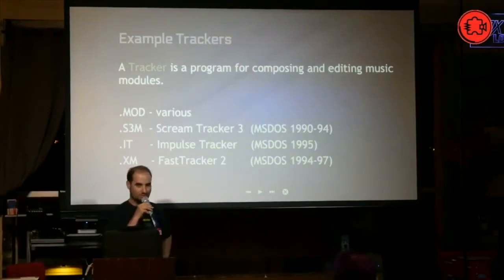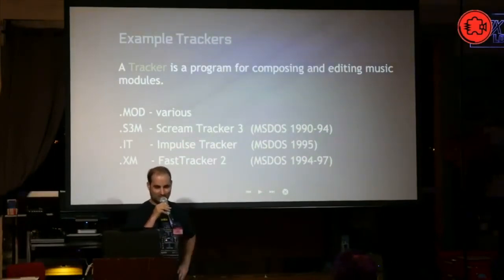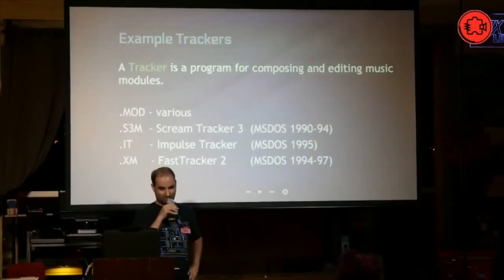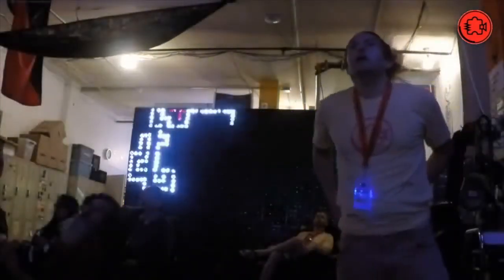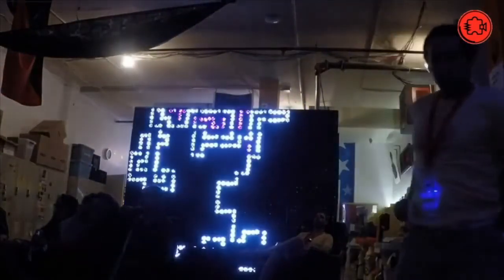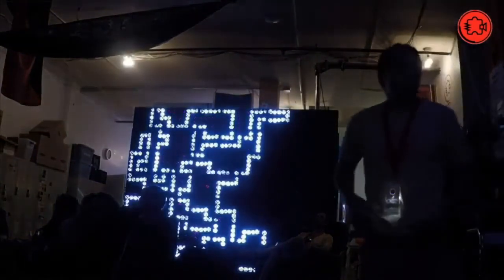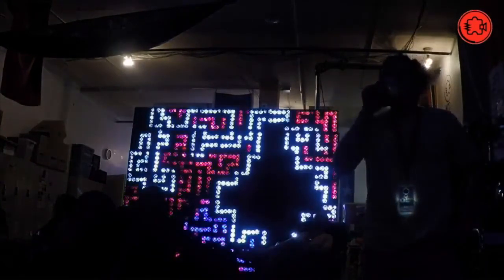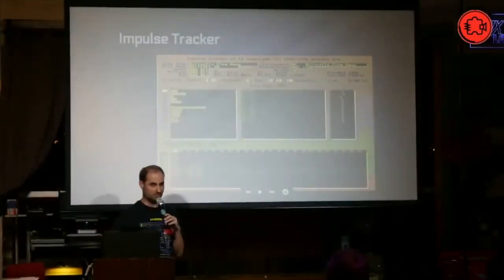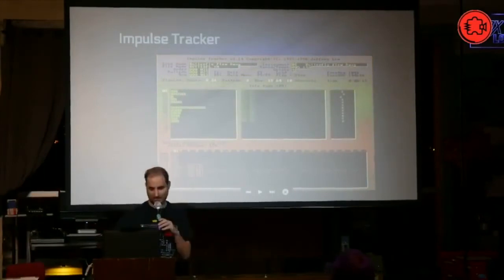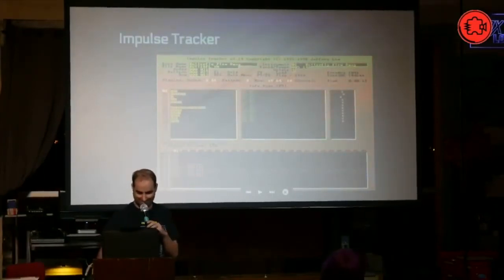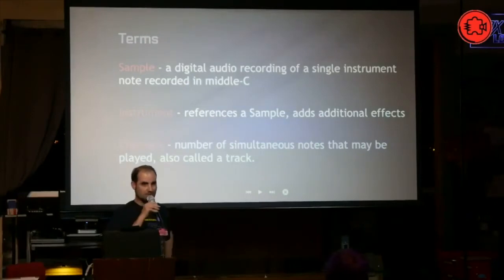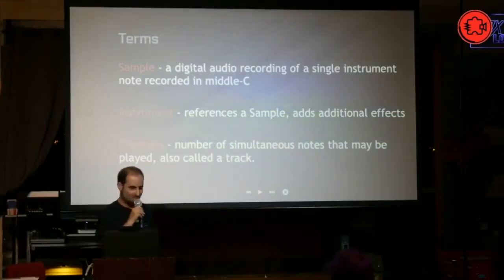There were various trackers. The ones that I used to play around with back in the 90s were Scream Tracker, Impulse Tracker, and then Fast Tracker. Those are examples because those are popular file formats. They all had different file name extensions for the different editors. Here's an example of one called Impulse Tracker, which I used to play around with back then. Yeah, it looks a lot like Scream Tracker. They basically copied their interface, and it was a DOS program. They're all DOS programs. There were ones on Macs, but I didn't have a Mac back then, so I was all DOS.